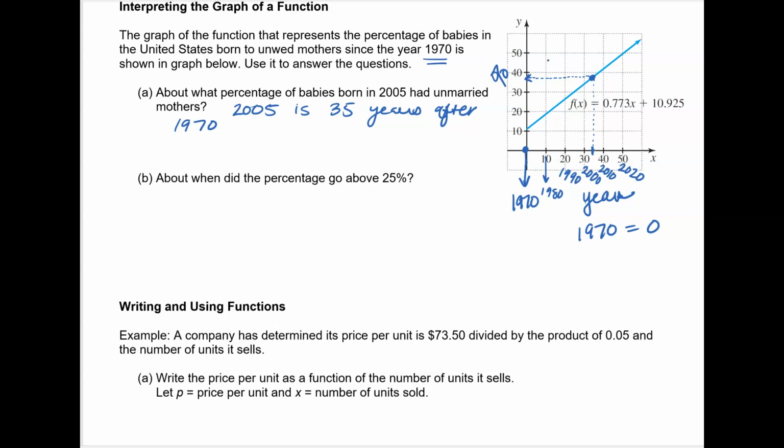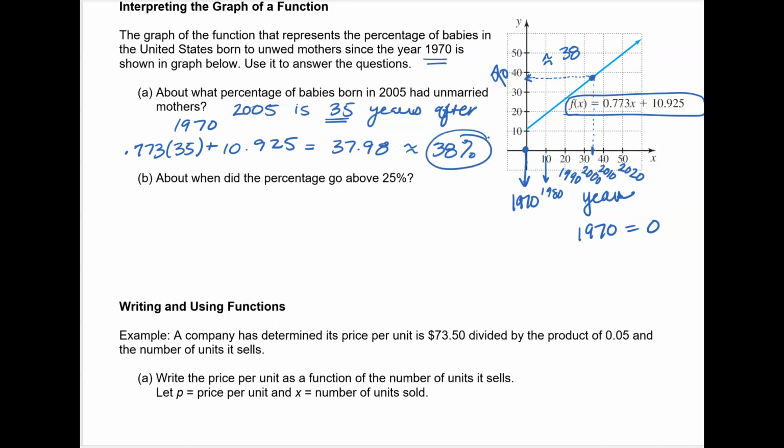So visually, it looks like maybe 38, but then notice here they give you an equation. If you're given an equation, then you should actually plug that in to find out the real answer and to verify that your eyeballing was correct. So I'm going to plug in 35, and I'm going to do 0.773 times 35 plus 10.925. And if I do that, I end up getting 37.98, which is about 38%. And then just pay attention, like on Connect, it'll tell you to round. In this one, I think it says round to the nearest whole number. So we'd say it's 38% there.